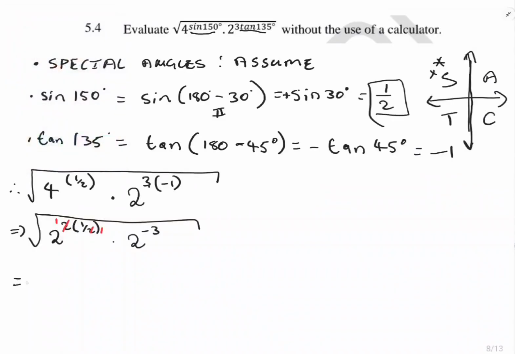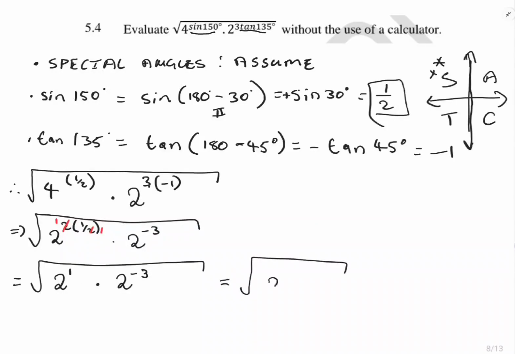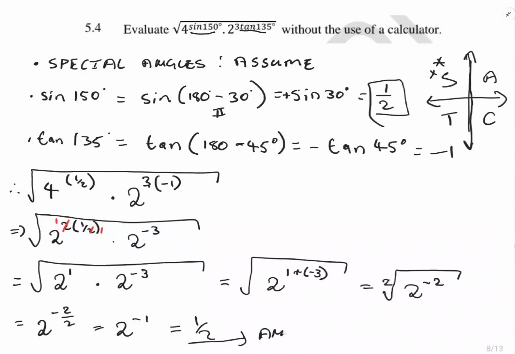A 1. So now I'm going to have something that looks like this: 2 to the exponent 1 multiplied by 2 to the exponent minus 3. The next thing that we're going to do is multiply these two things with the same base. We add exponents, so it's going to be 1 plus minus 3, which is 2 to the exponent minus 2. And if we apply a root, a square root is going to be 2 to the exponent minus 2 divided by 2, which is then going to be 2 to the exponent minus a half, and that is actually a half. So that's your answer. Thank you, guys.